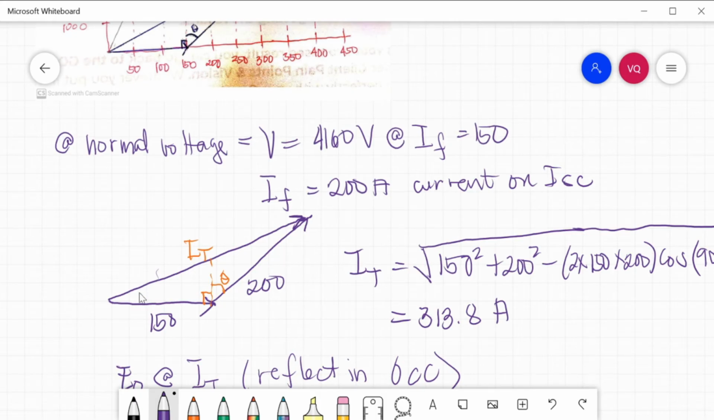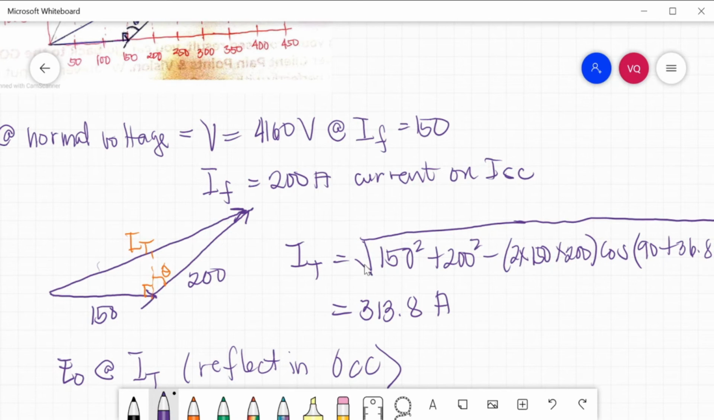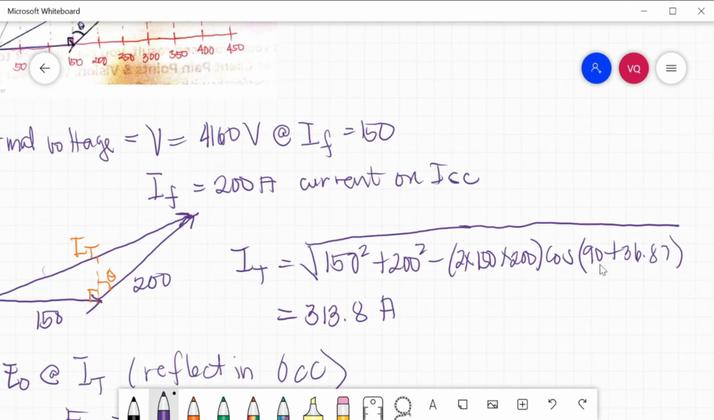And then, we will now get the total current. You can solve this total current by cosine law. So, here is the 90 plus theta that we mentioned earlier. So, IT now will be equal to the square root of 150 squared plus 200 squared minus 2AB, which is 2 times 150 times 200 cosine of 90 plus 36.87, equal to 313.8 amperes.